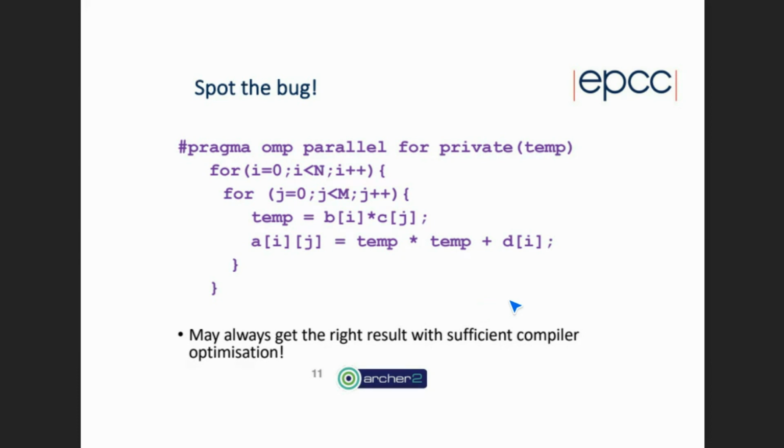Anyway, this remark doesn't just apply to loop iterators. There are other cases where it's easy to miss things, and you might still get lucky because of the compiler optimization, if it does kind of accidental privatization for you.